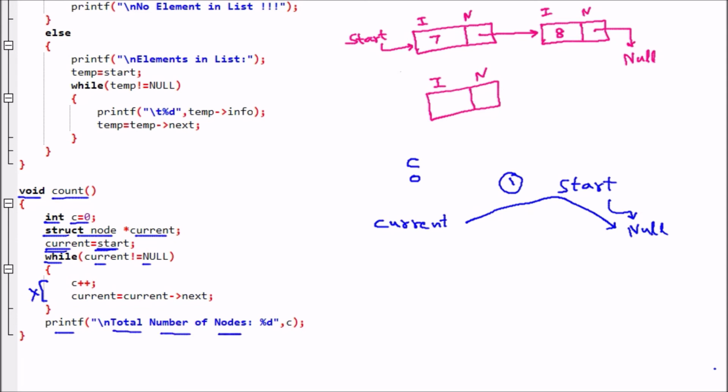Total number of nodes is c, and what is c? 0. So here the number of nodes is 0. You can see that start is pointing to null, there is no node available. So this is case number 1.